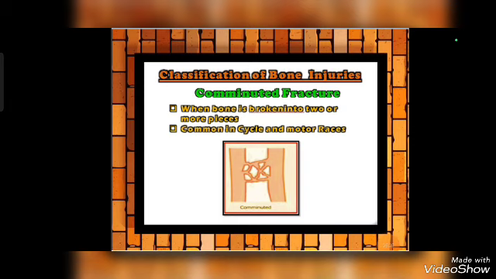Comminuted fracture. It is where the bone is broken into two or more pieces. It is very complicated also. It is common in cycle and motor races where they collide in an accident and the bones are broken into two or more pieces.